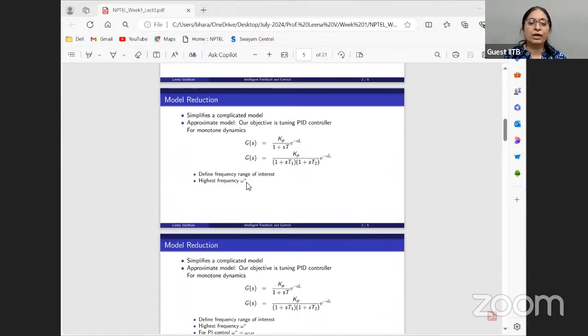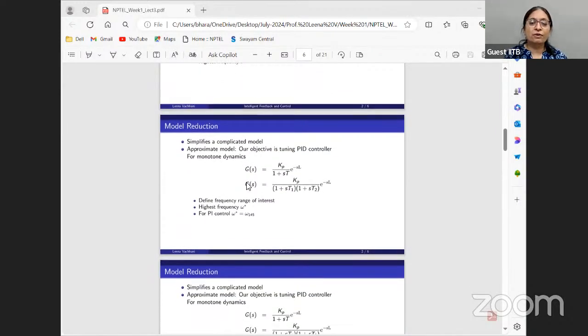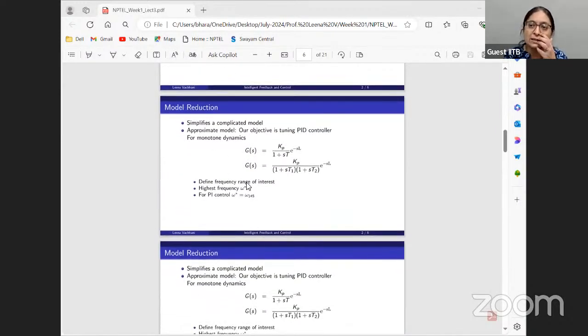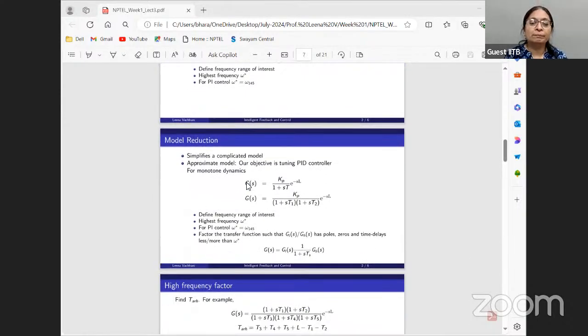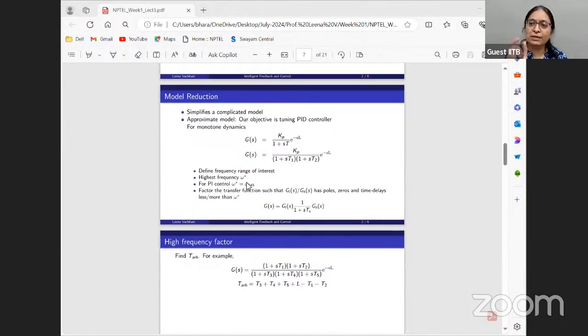Okay. So what we'll consider for the PI controller, for example, is omega star. This example gave you omega star equal to omega 145. So this particular frequency corresponds to a time constant, and we will consider breaking down the system in terms of the low frequency and the high frequency part. The low frequency part we'll consider as is. For the high frequency part, we'll consider getting the average residence time.